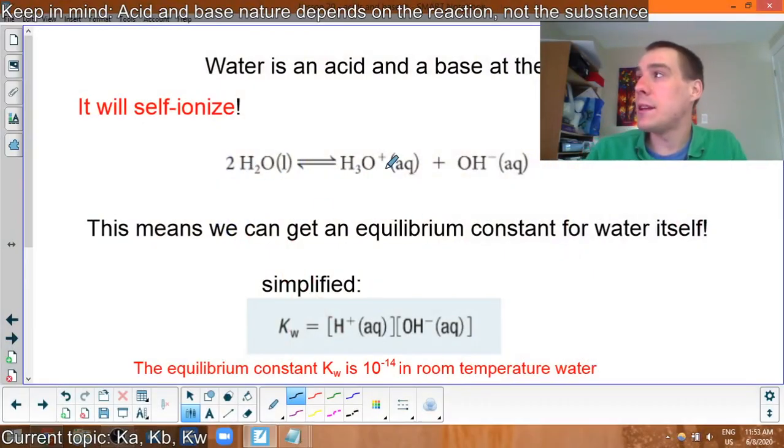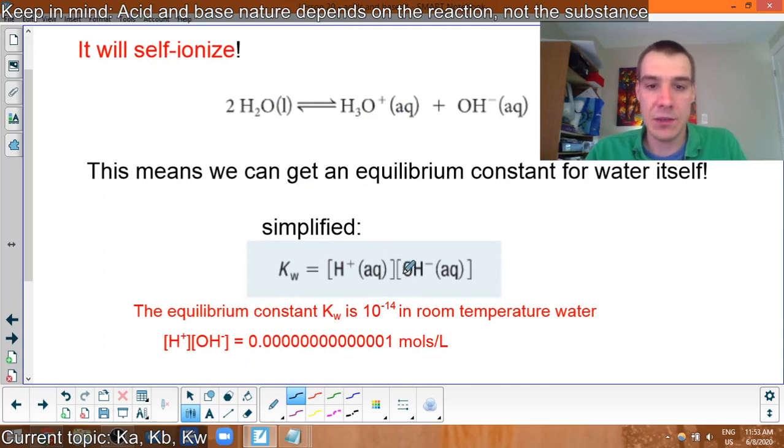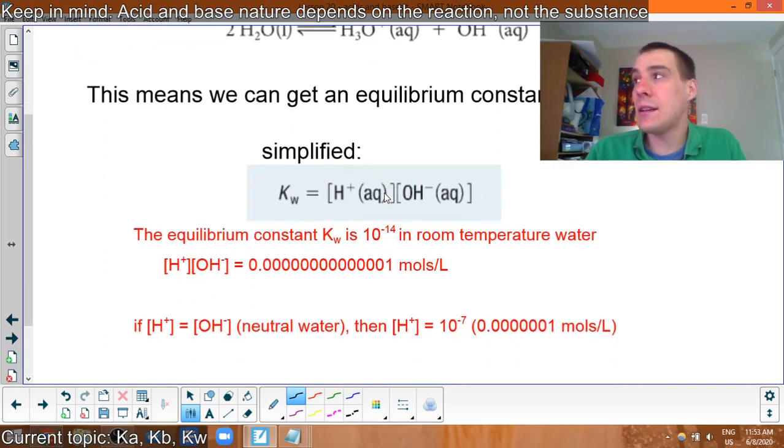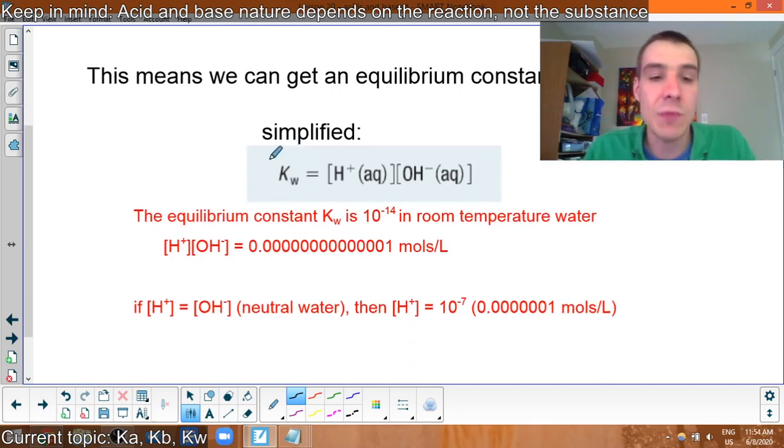Two waters come in and they self-ionize. And so you get an equilibrium constant. These are aqueous, this is a liquid, we ignore it, so it just becomes H3O plus times OH minus, or H plus because we can shortcut that. And we can calculate that. It is 10 to the minus 14 in room temperature water, and that's called Kw. It's a very important one, so it gets its own special subscript. It's the equilibrium constant of the self-dissociation of water splitting itself into H plus and OH minus, well, H3O plus and OH minus.